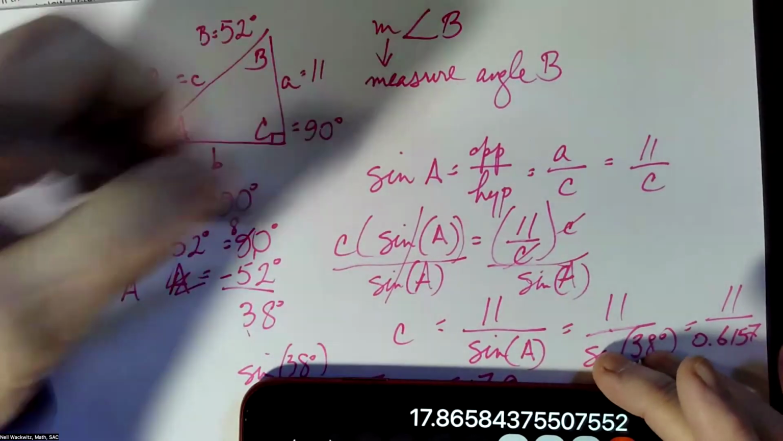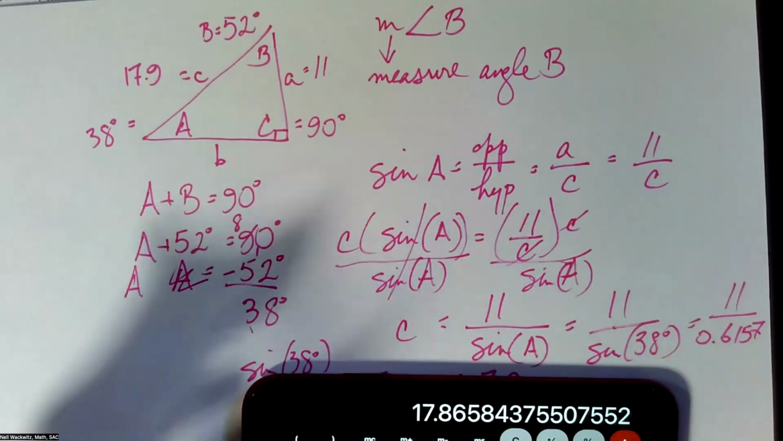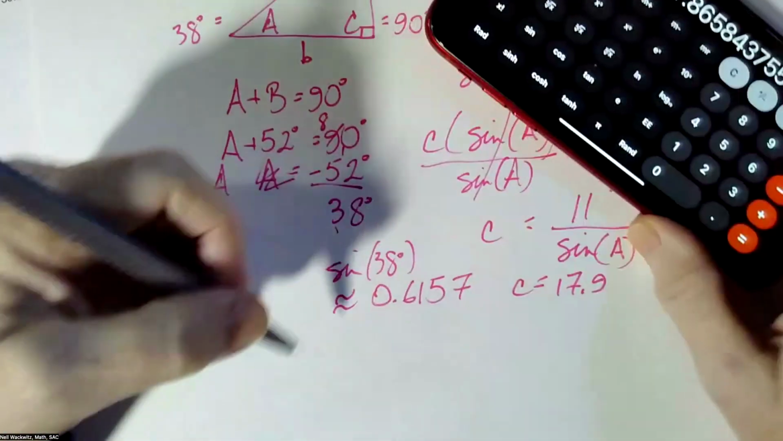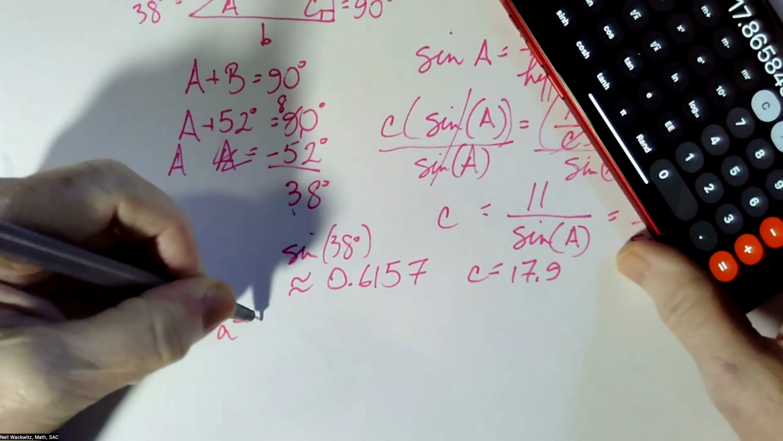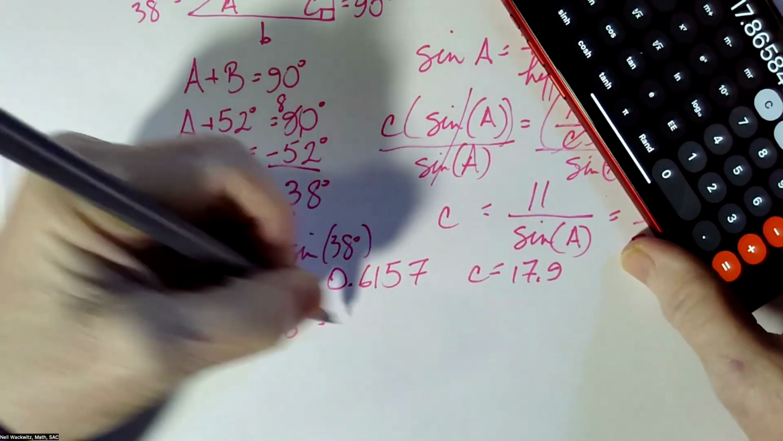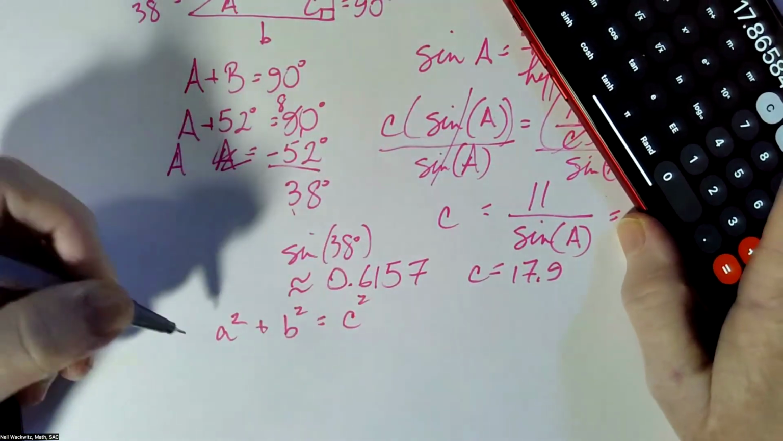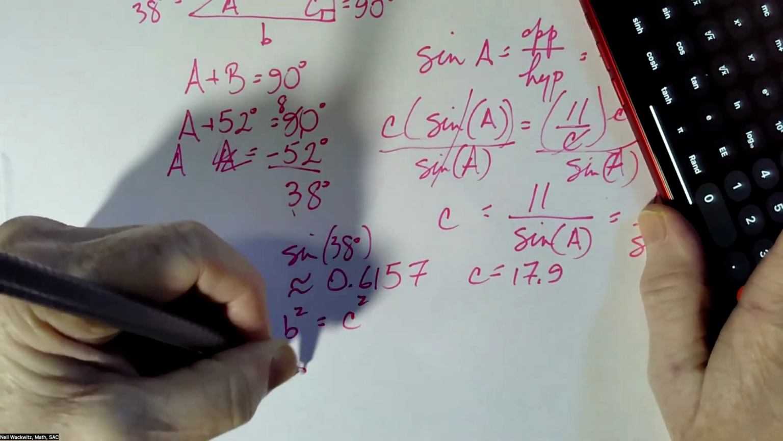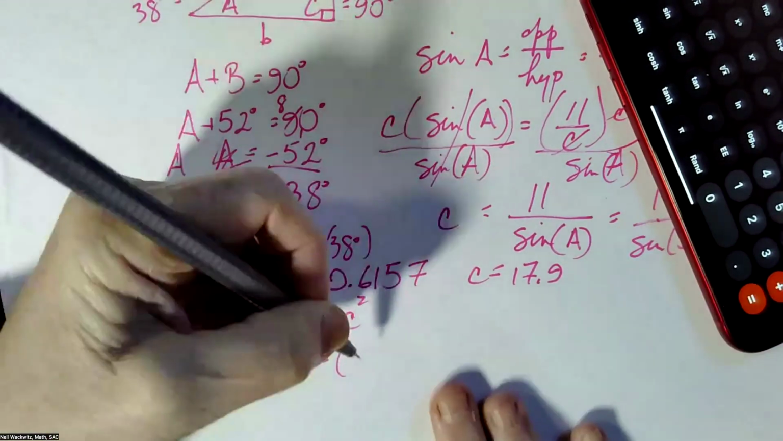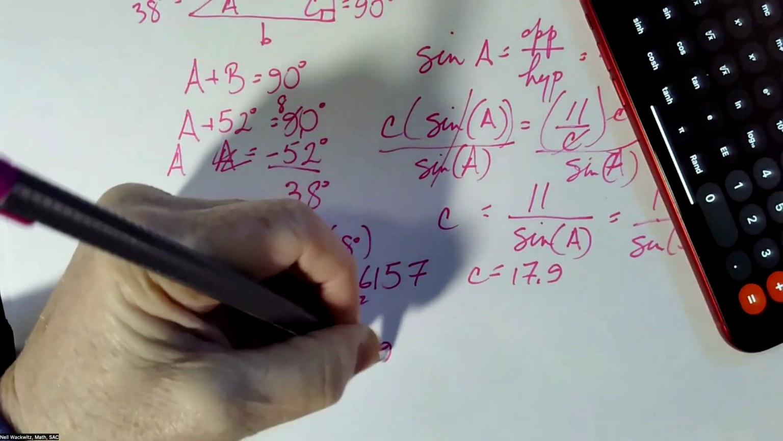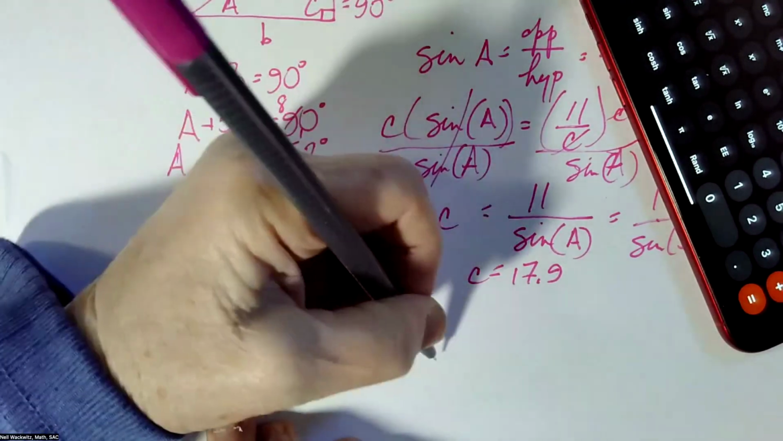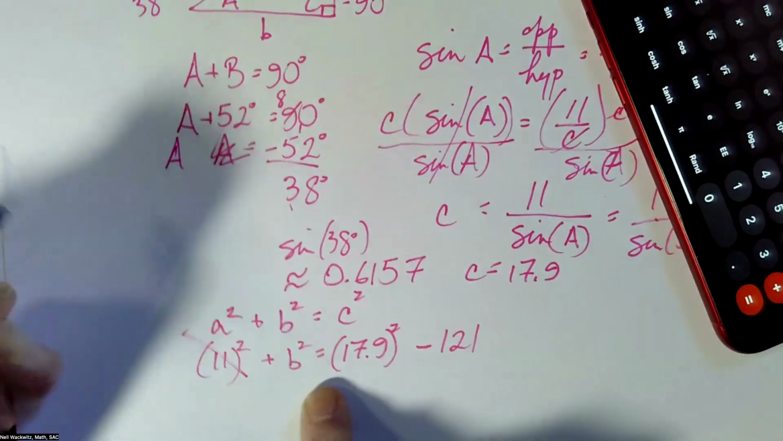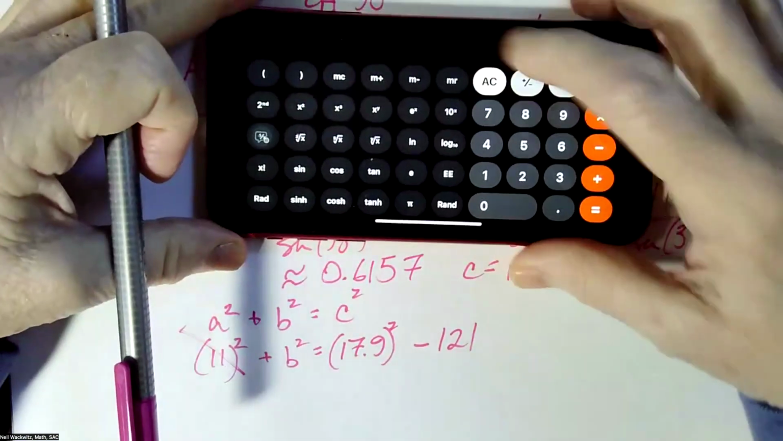Let's find B using the Pythagorean theorem and then also using trig. So let's see. Using the Pythagorean theorem, we know that A squared plus B squared is C squared. We know that A is 11. And we just said that C was 17.9. We're going to subtract 121 to get B squared.